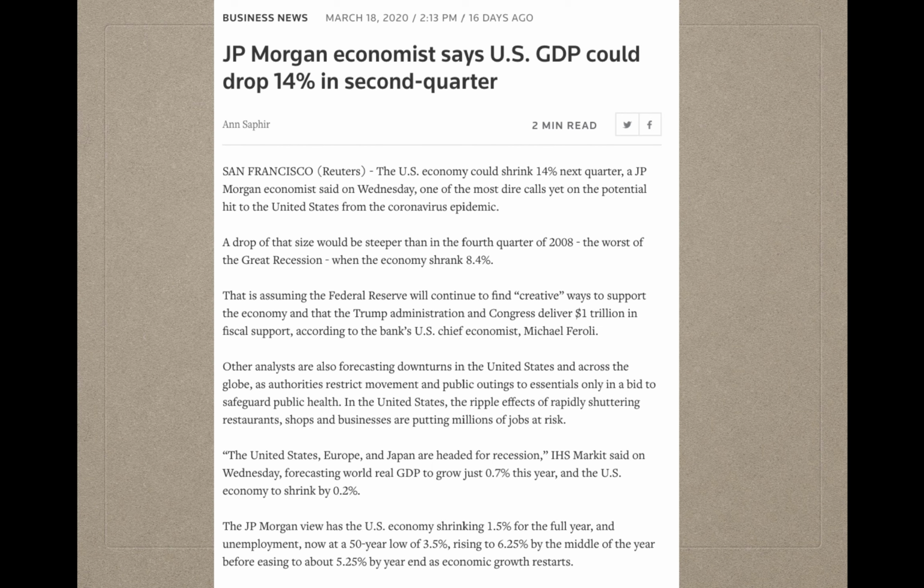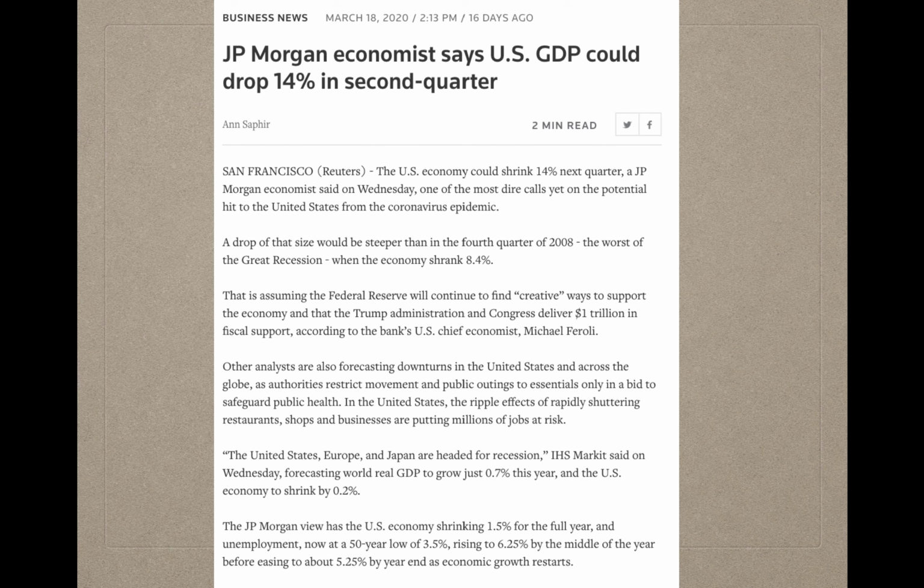So this is something I found. This is from March 18th, just the middle of last month. It says that an economist says the US GDP could drop 14% just in the second quarter. The economy is usually measured in 4 quarters, so every 3 months they do a calculation. And it says that we could see a shrink in the economy by 14%, which would be more than we saw in the 2008 recession.